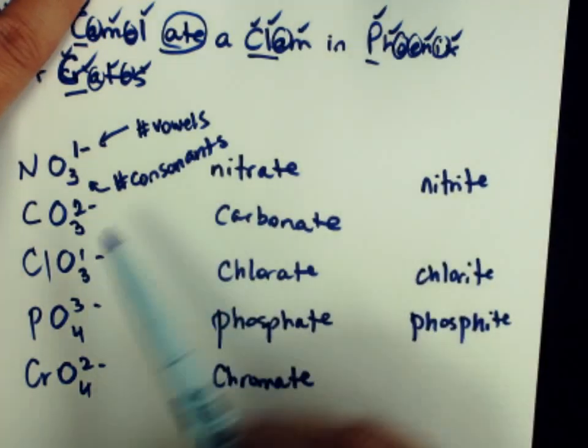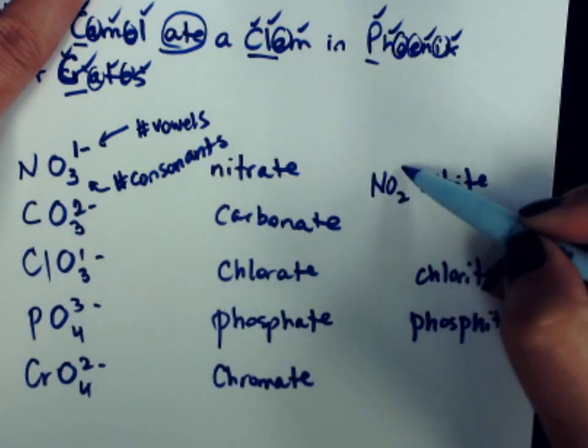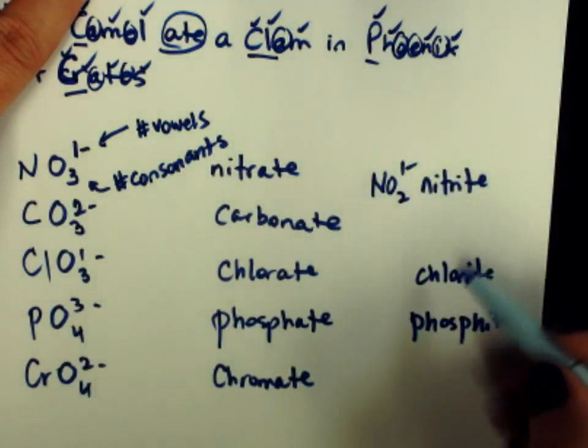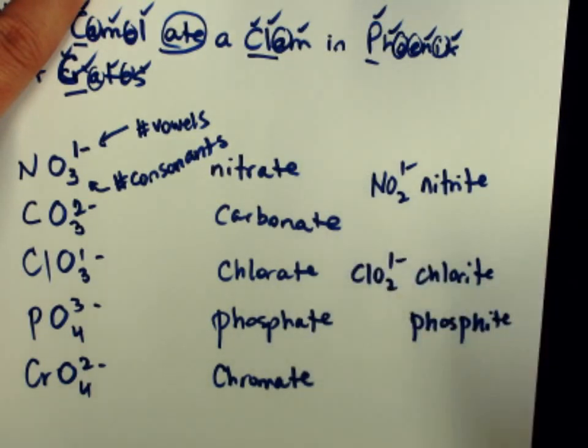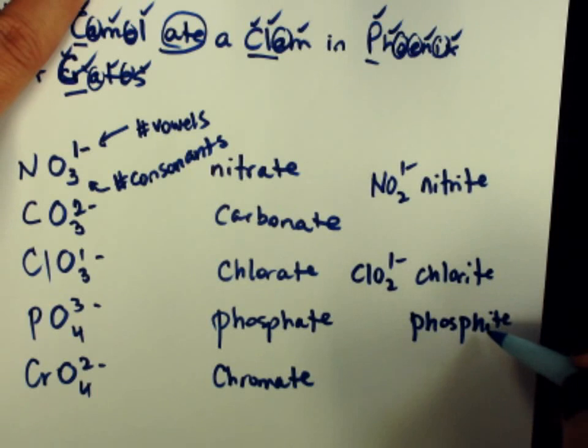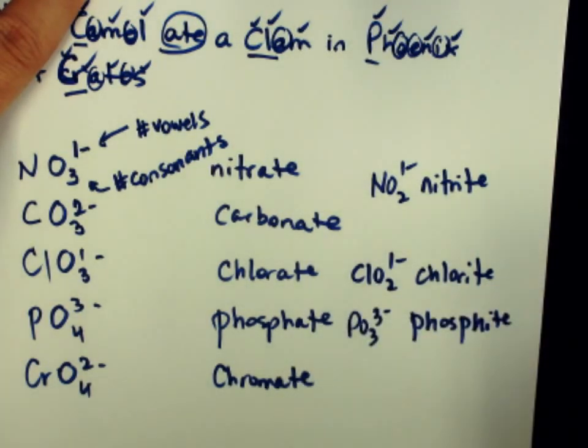So let's see, the formula for nitrite would be 1 less oxygen than nitrate, but it's still the same charge. The formula for chlorite is 1 less oxygen than chlorate, but it's still the same charge. And the formula for phosphite is 1 less oxygen than phosphate, but again, it's still the same charge.